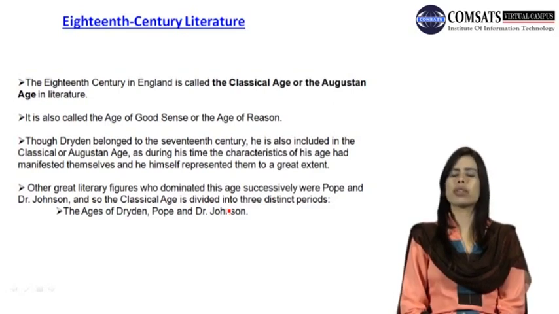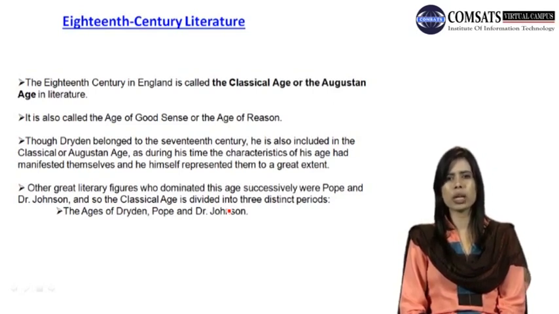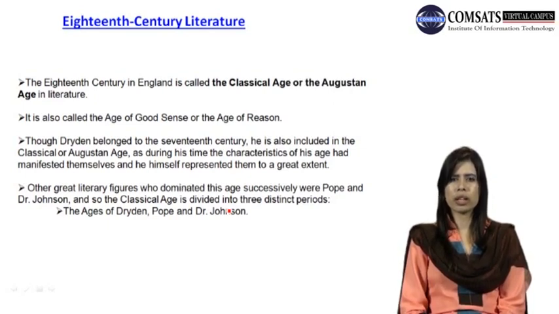Though Dryden belonged to the 17th century, he is also included in the Classical or Augustan Age, as during his time the characteristics of his age had manifested themselves and he himself represented them to a great extent. Previously, when we were talking about the Restoration period, the dominating literary figure was Dryden, so we sometimes include Dryden in 18th century literature as well. Other great literary figures who dominated the age successfully were Pope and Dr. Johnson.